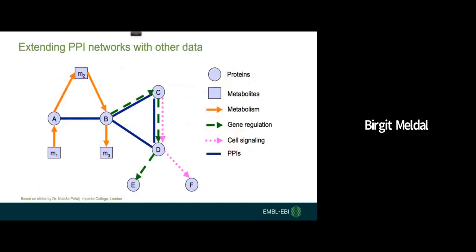The networks can also be used for further exploration of biological functions. So for example, we can overlay data from interactions with metabolites and therefore represent metabolic processes. We can overlay gene regulation and cell signaling information to turn these, by default, undirected edges into directed edges on a network.